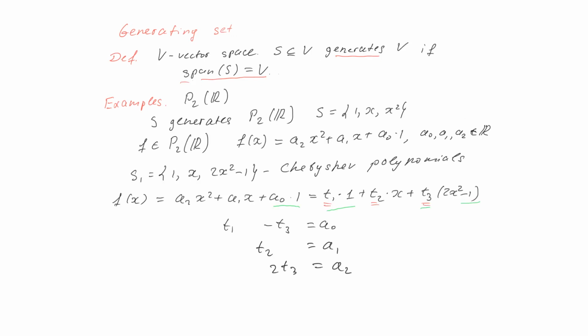So here the linear system is completed, and here is how it looks. You can see that whatever a0, a1, a2 you have, you can always find the corresponding coefficients T3, T2, and then T1. That means that there is always a solution T1, T2, T3, and from that we conclude that S1 generates P2(R).